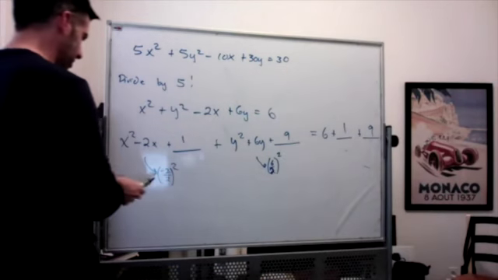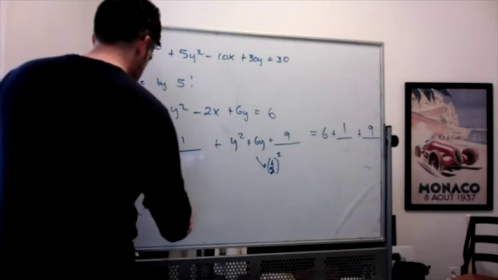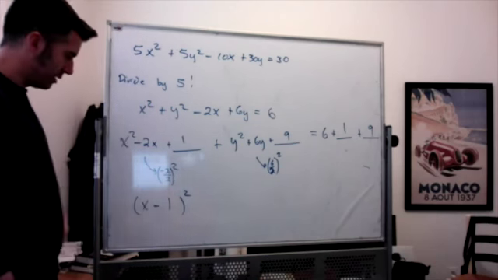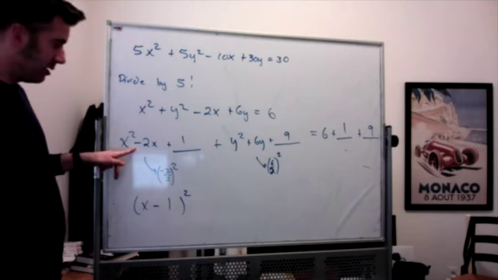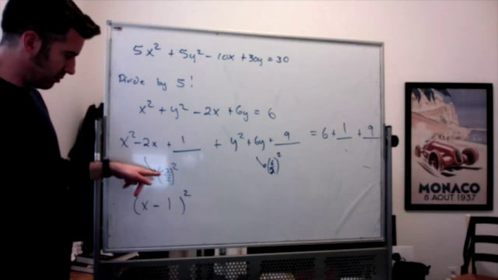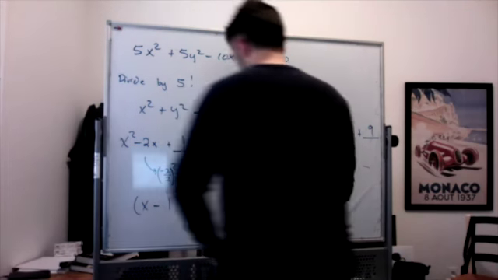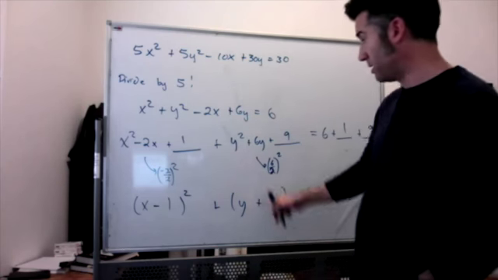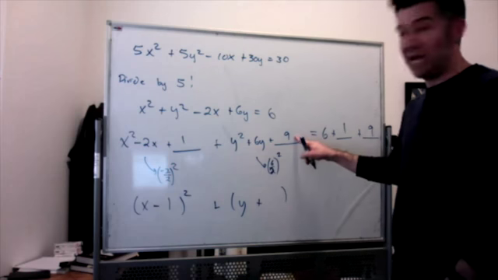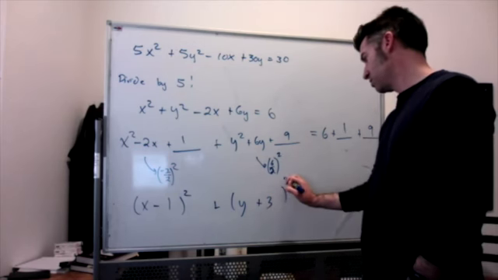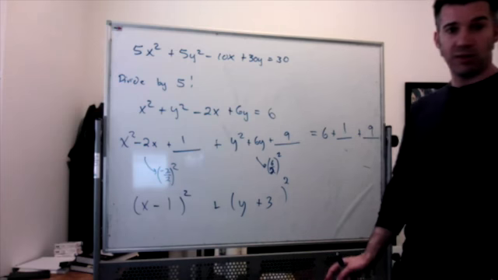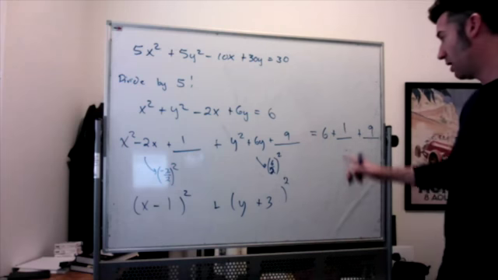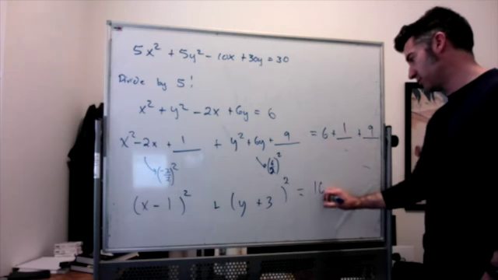Now here's the thing. This one definitely factors as x minus 1 squared. It's minus because it was minus there. And it's minus 1 because that's the number that's in here, right? Minus 2 over 2 is minus 1. This one is going to factor as y plus, right? It's plus because it's plus there. But it's not going to be plus 9. It's going to be plus 3 squared. It should be whatever you're squaring to get 9. Oh, we're squaring 3 to get 9. So that's what we should have there. And then it's equal to 6 plus 1 plus 9, which is 16.